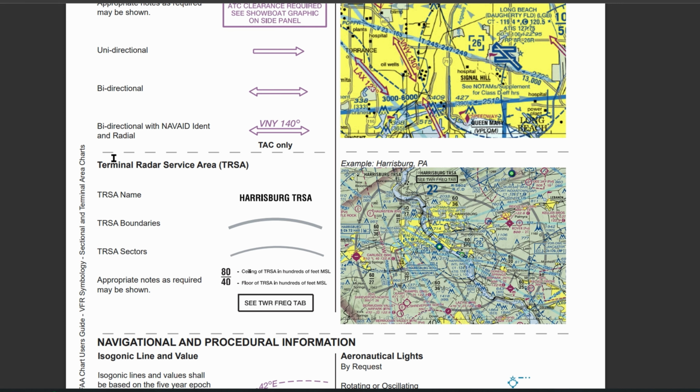And lastly is our TRSA, Terminal Radar Service Area. Terminal radar services are provided for pilots. The area that they're in effect is going to be around this gray line. It's going to be inside of it. So you have the name, boundaries, the different sectors, as well as the floor and ceiling at which it operates. That was a lot.